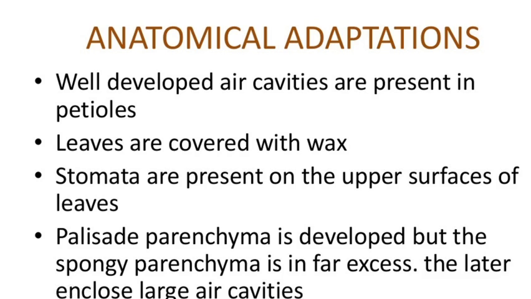Another one, anatomical adaptations in such plants. Well developed air cavities are present in petioles. Leaves are covered with wax to protect the leaves from decomposition in water. Stomata are present on the upper surface of the leaves. Palisade parenchyma is well developed, but the spongy parenchyma is in excess. A large number of spongy parenchyma cells are developed in the leaves and stem. The latter enclose large air cavities. Those large air cavities give buoyancy to float on the surface of the water.